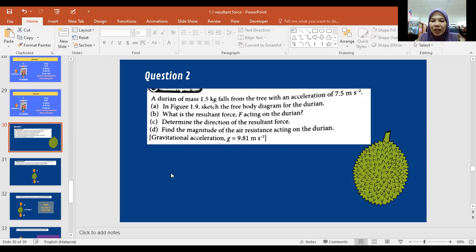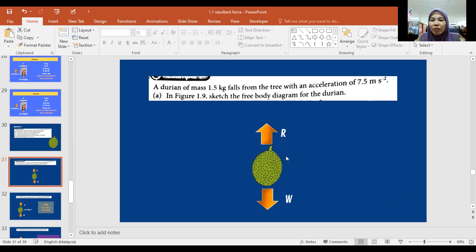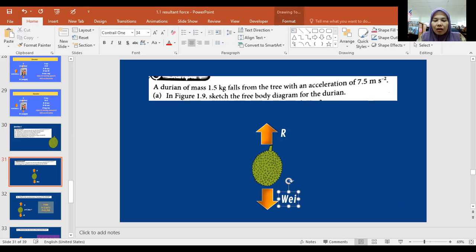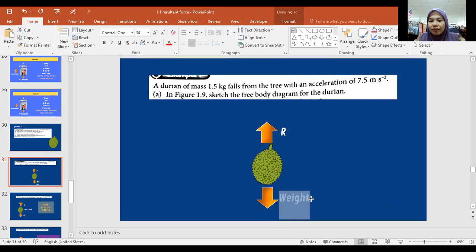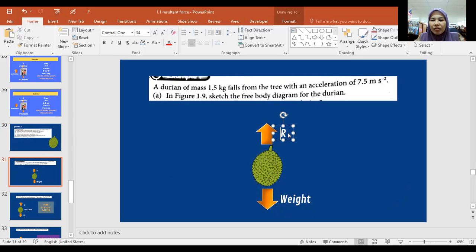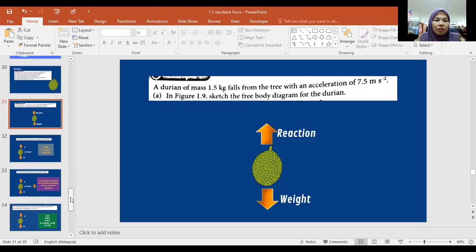Gravitational force is given by 9.81. Okay, here is the free body diagram. Falling of durian, only vertical forces are involved. R and W: R is reaction, W is weight. Please write it down properly. Weight, reaction. Okay, so we have two forces acting on this object.